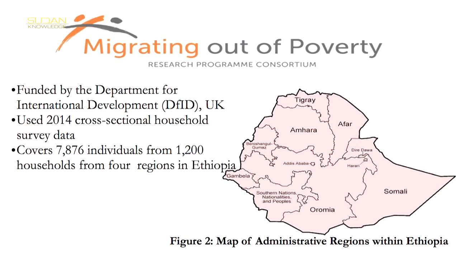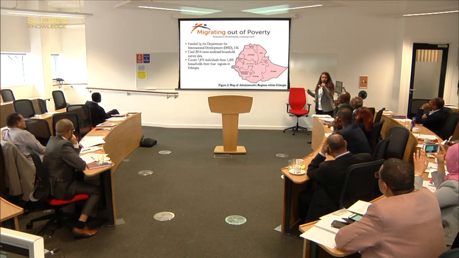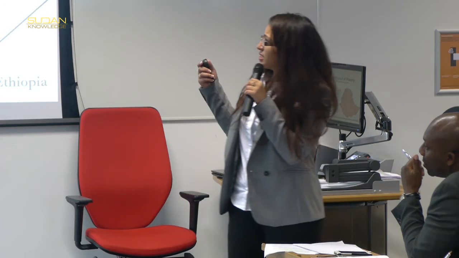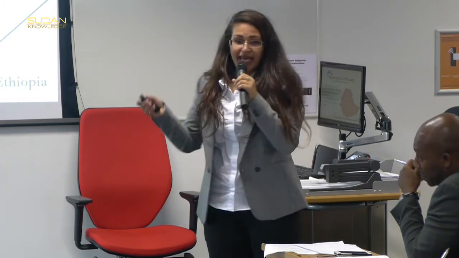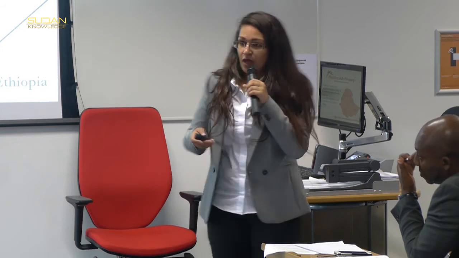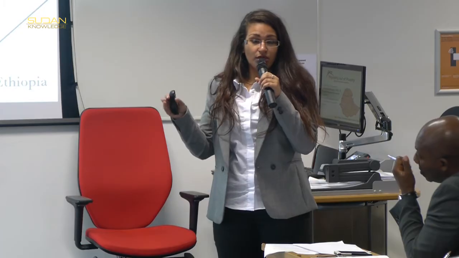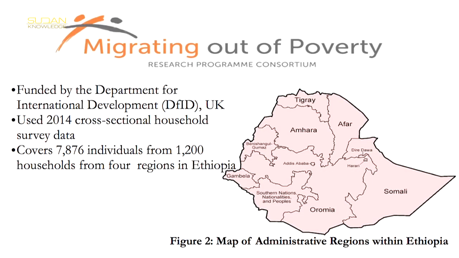So just to give you an idea, the data I've utilized was very recently collected, in 2014. So the evidence I'm going to present is very new. It hasn't been published before, but I'm working on getting it published this summer. It was collected by the Migrating Out of Poverty research program, which is funded by DFID. It uses cross-sectional household data covering 7,876 individuals from 1,200 households from 4 specific regions in Ethiopia.